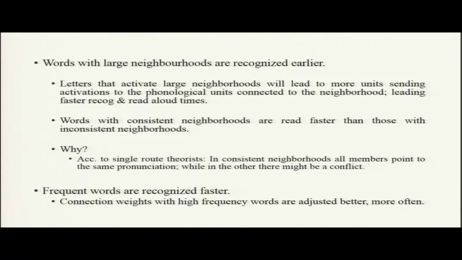Also, one of the more important effects that you need to explain is the frequency effect. In the single route models, basically what you can do is adjust the connection weights for high frequency words slightly better as compared to the low frequency words. Because the model comes across the higher frequency words more times, it learns to read those words better. It learns to adjust the connection weights for those words better as compared to less frequent words, and that is why high frequency words will also be recognized faster and with fewer errors in single route network models.